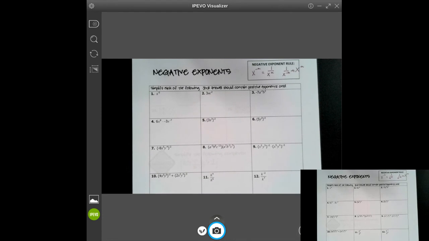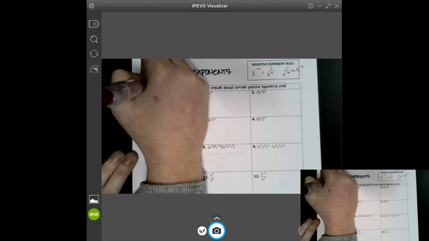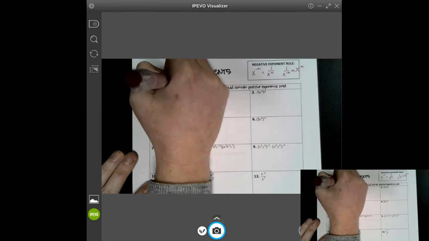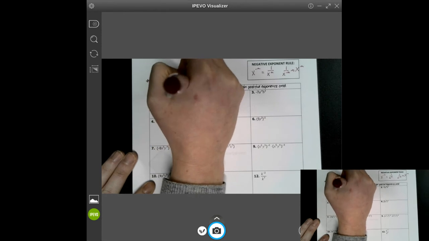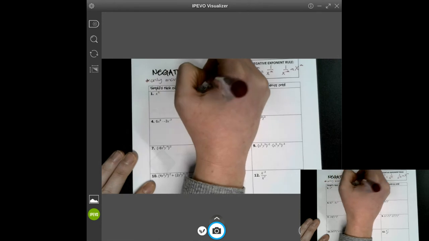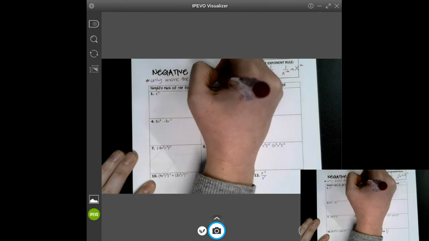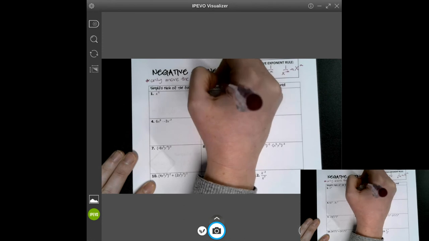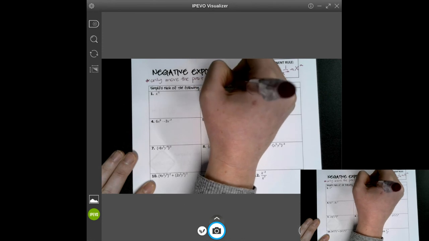Remember, we think of negative as like the opposite, and reciprocal is the opposite, so that's why we move it, okay? Something that is important to note is that you only want to move the part of the problem that has a negative exponent. So let's make a little note of that. We only move the part with a negative exponent. So gotta remember that for later, okay?